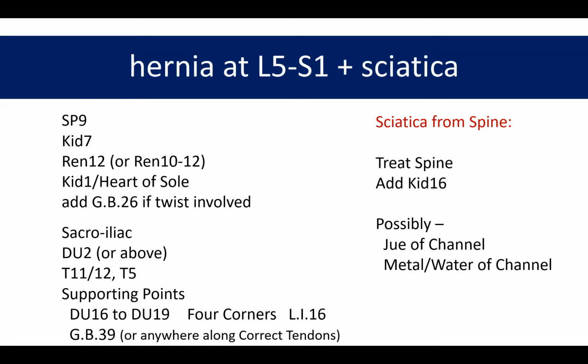Sciatica that comes from the spine. So yes, treat the spine, which we just did, but also add kidney 16 to what you just did. Then for the sciatica, you can also possibly do the metal water of the channel that's involved in the sciatica. If it's sciatica down the bladder channel, it's UB 66 and 67. If it's on the gallbladder, 43, 44. Sometimes you have stomach channel, so that's stomach 44, 45. Or you use the Jue point of that channel. Unfortunately, I never showed you the Jue points, so we'll skip that possibility for right now, at least.